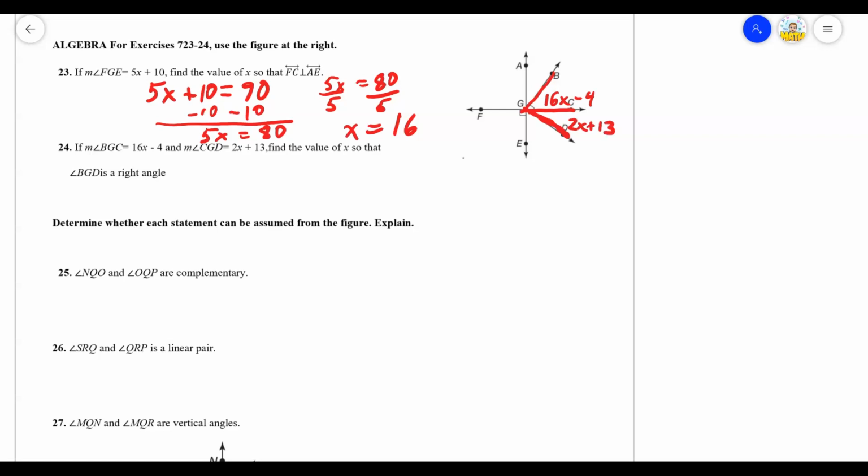So for those lines to be perpendicular and that to be a right angle, so it says BGD is a right angle, what would be my correct equation this time? So hopefully we're looking at this now and realizing that the two angles are complementary. It's not that one of them equals 90. It means that their sum is 90. So I'm going to take the two of them and add them together and set that equal to 90. That's how I'll be able to solve for x here.